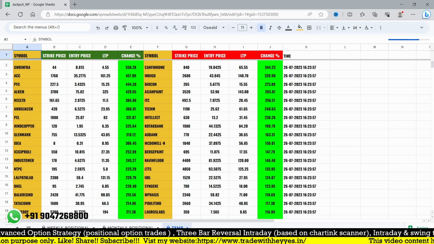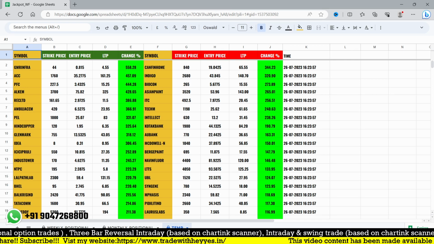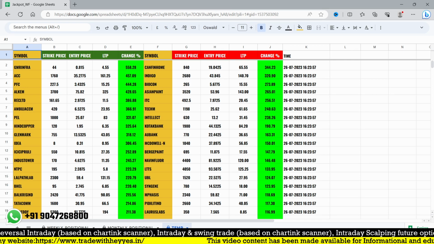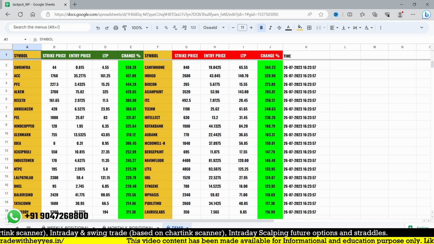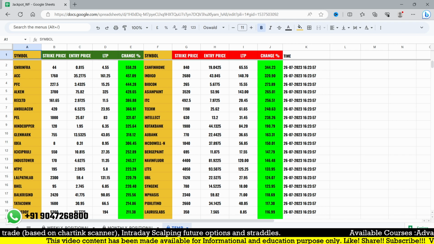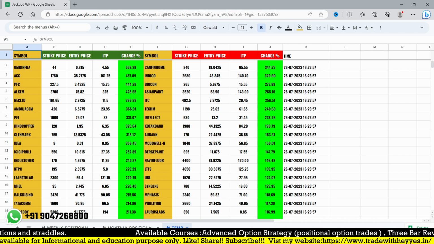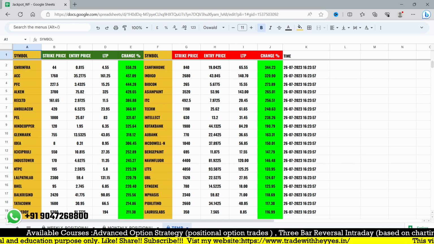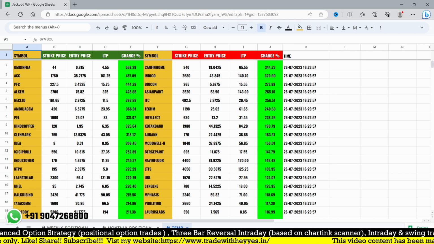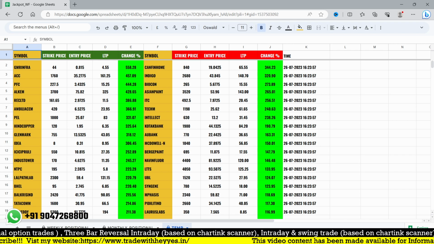So these are all the stocks that, for those watching my live session, I'm finding based on this scanner tool. Look at PFC, ACC, GMR, and REC. That was a trade happening by gap up. We also found Ambuja Cement, PL, Ind Copper, and even Glenmore.